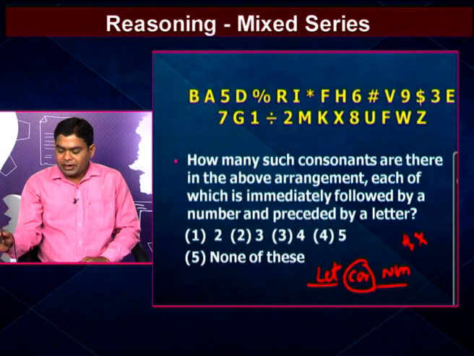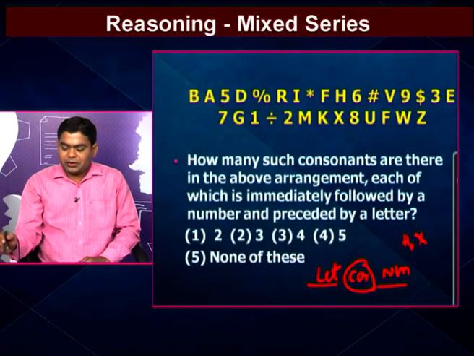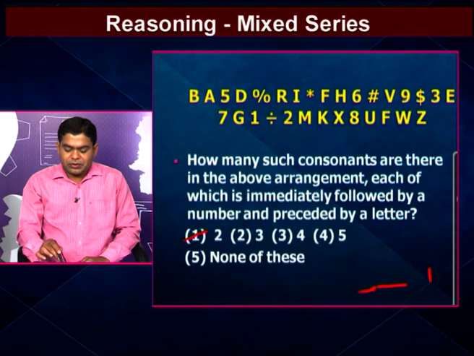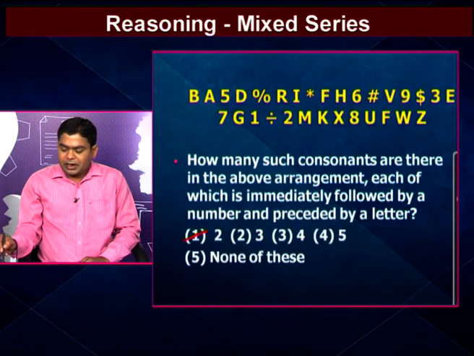satisfying the given conditions. So according to our given series, there are 2 consonants preceded by a letter and followed by a number. So according to our options, the first option is 2, that means option 1 is the correct answer. We go to the next question.